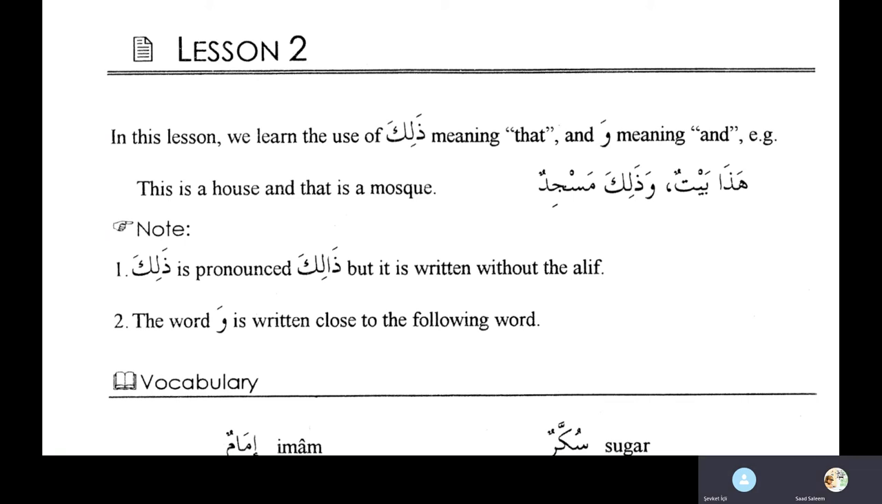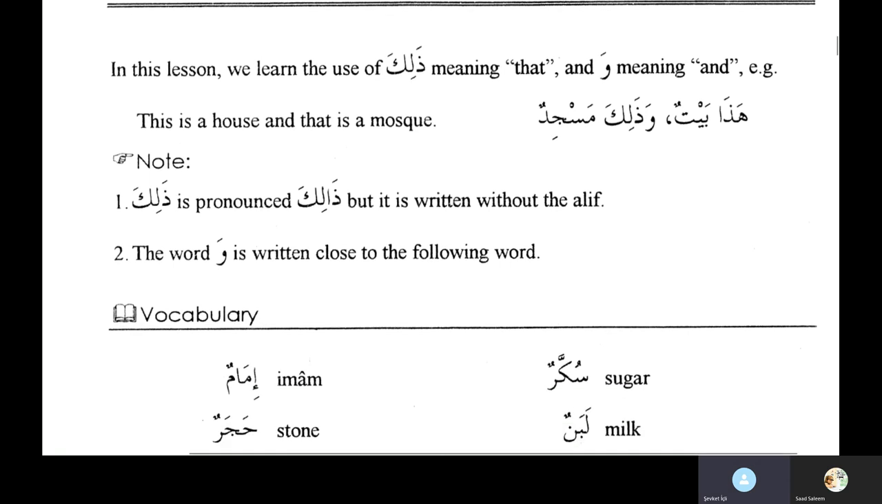هذا بيت وذلك مسجد. Note, ذلك is pronounced dhalika but is written without the alif. The word waw is written close to the following word.